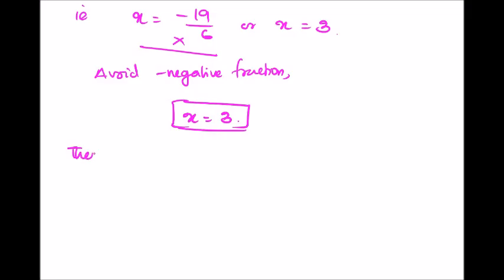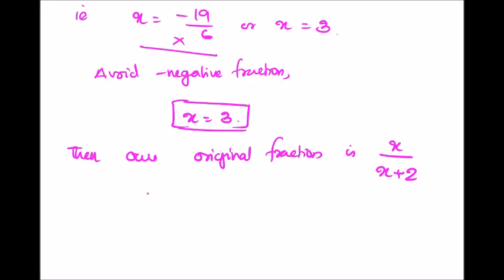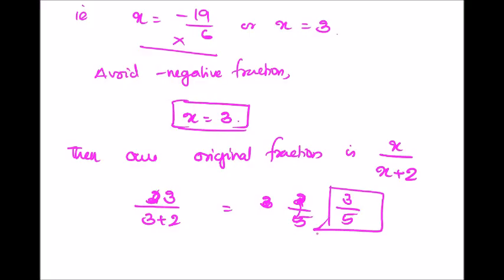Then our original fraction is x divided by x plus 2. Substitute the values: 3 divided by 3 plus 2, that's equal to 3 by 5. This is the final answer.